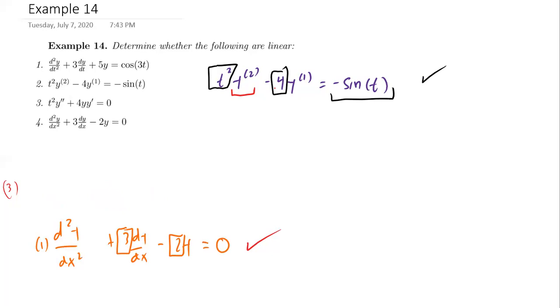If we look at number 3, t y y double prime plus 4y y prime equals 0, and we want to check if it's linear, we do the same process. There's a second order derivative here. What's in front of it should just be an expression only involving t's or constants. If there's any y's, that's bad. There's only t's or constants, so we're good. So another derivative here, look at the coefficient.